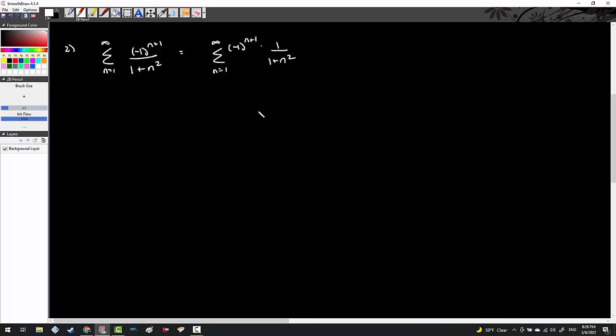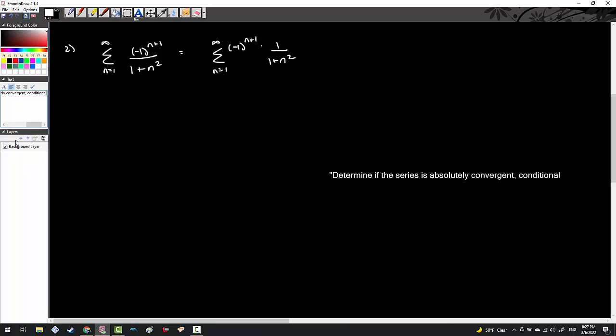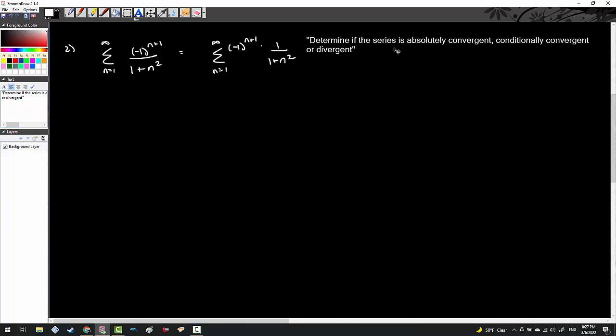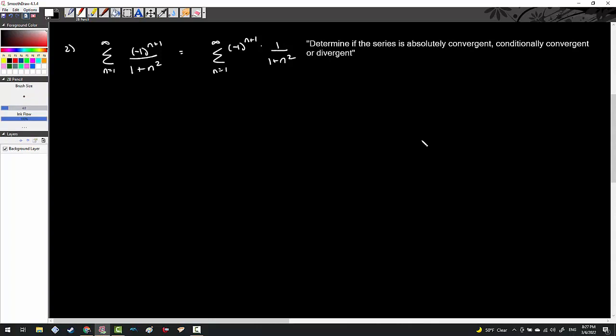I want to be very clear that the prompt for a problem that looks like this is: determine if the series is absolutely convergent, conditionally convergent, or divergent. That means I could potentially find myself doing a couple of different series tests on this series.